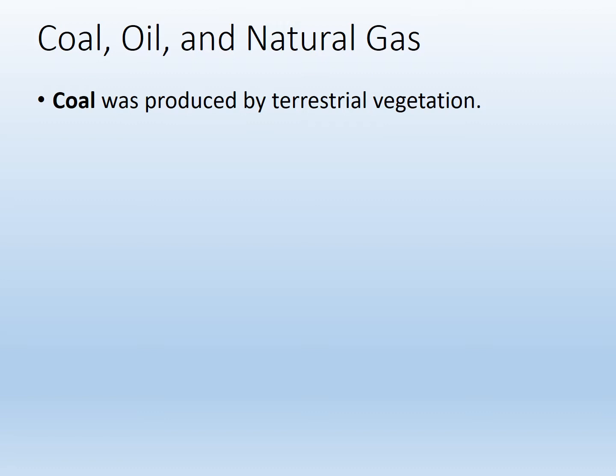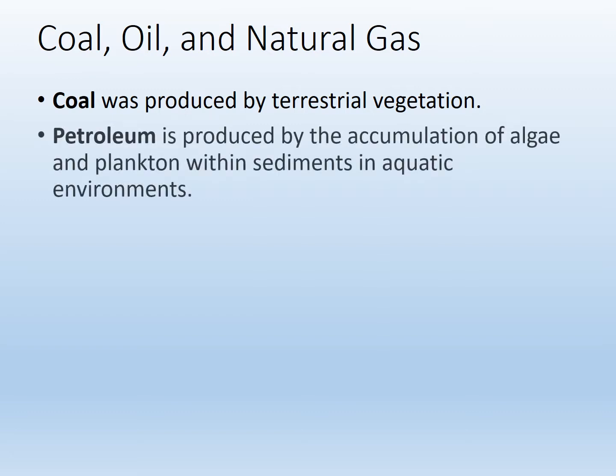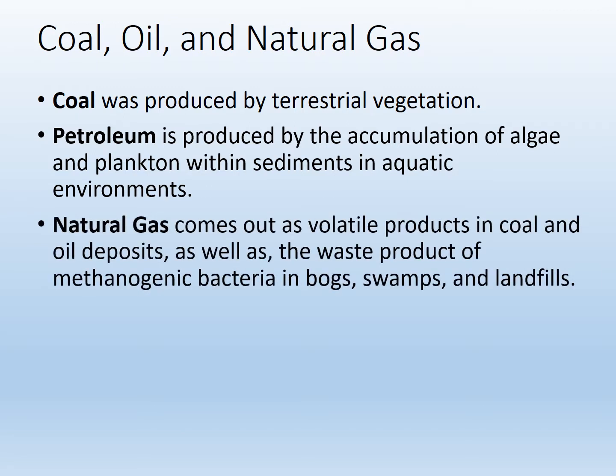When you see coal, whether it be in West Virginia or Utah or Wyoming, coal was formed by terrestrial vegetation, ancient rainforests where the plants, when they died, were buried by mud and then they stayed underground, eventually compressing into coal. Petroleum or oil is found in these semi-aquatic or aquatic environments where algae and plankton settle down to the bottom of lakes and the ocean and were then buried in sediments. And natural gas comes out of both coal deposits and oil deposits.